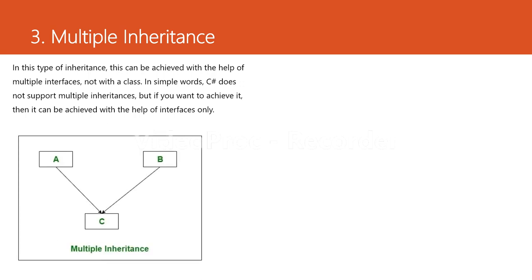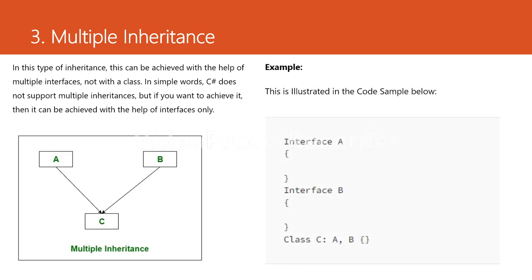Following is the pictorial representation of multiple inheritance in C# programming language. For example, we have two interfaces, A and B, then we have a class which inherits the A and B interfaces. Multiple inheritance is only possible by using the interface.